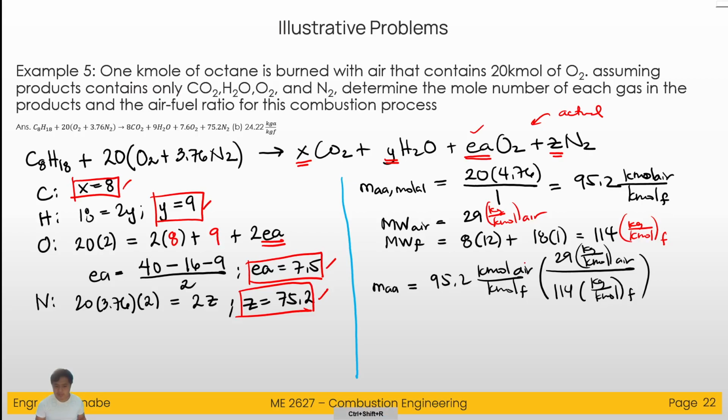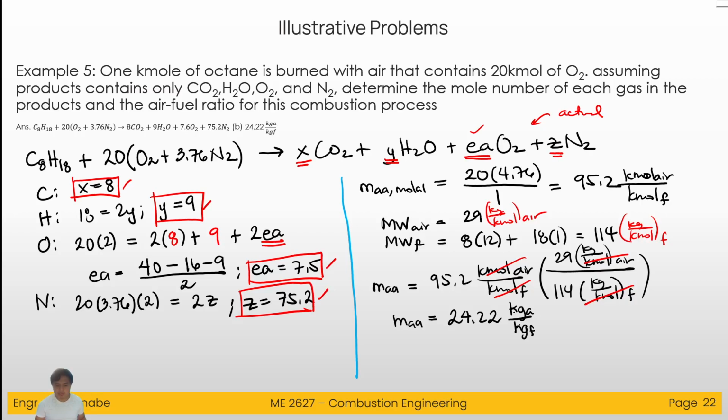So as we can see, we can cancel out this, cancel this. So what happens is we only have kilogram of air per kilogram of fuel. So the actual mass is supposed to be 24.22. I won't use the calculator anymore. So we're good with this, no?